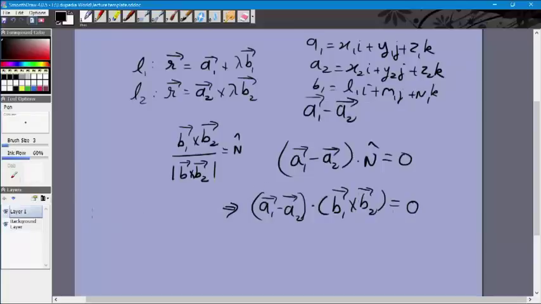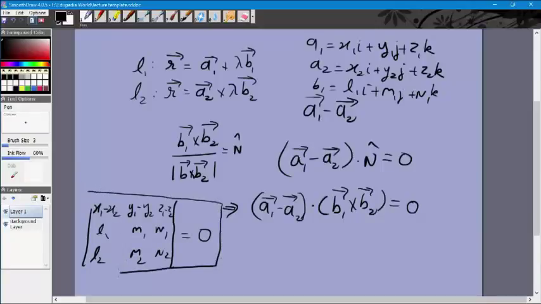Then this equation can be written as, because the triple product is basically the determinant, A1 minus A2 gives me x1 minus x2, y1 minus y2, z1 minus z2, and here you have L1, M1, N1, L2, M2, N2. This is equal to 0. So this is the equation. If this equation is true, then these two lines belong in the same plane, otherwise they do not belong in the same plane.